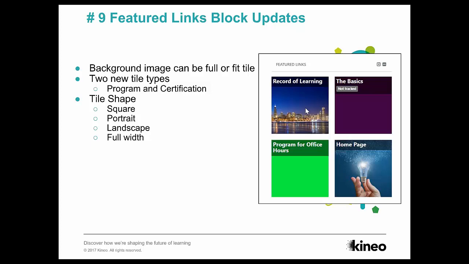The main changes with version 11 were that they added two new tile types, which are programs and certifications. They also gave you the ability to shape those tiles in different ways. What we're seeing here is the use of small square, and it's actually in a course. So you can put this block wherever you want to. It doesn't have to be on a front page or dashboard. I have this in a course, over to the left side of the screen, and it's got all four of them bundled up there. You can do them portrait, which makes them tall and skinny. You can do them landscape, which makes them short and wide. And then full width will just take up the full width of the area where the block is placed.